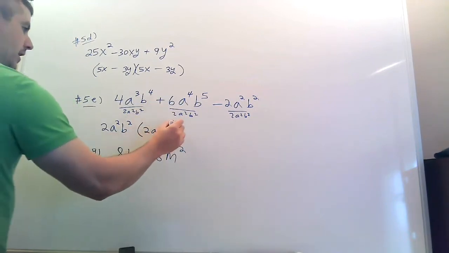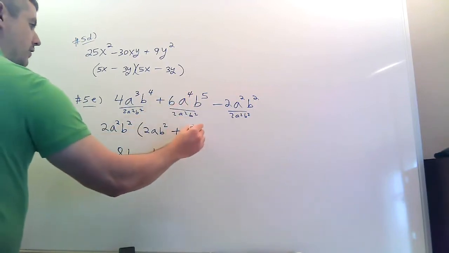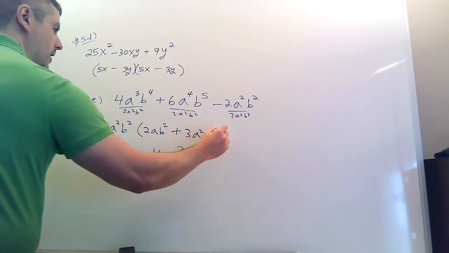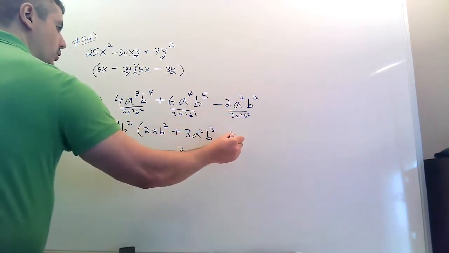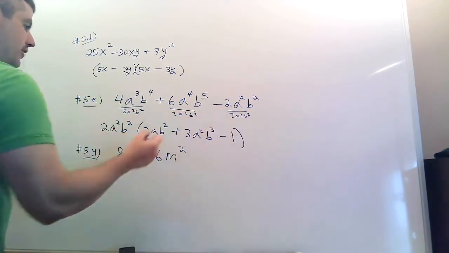Plus 6 divided by 2 is 3. a^4 over a^2, subtract them, you get a^2. b^5 over b^2, subtract them, you get b^3. 2 divided by 2 is 1. a squared is crossed out, b squared is crossed out.